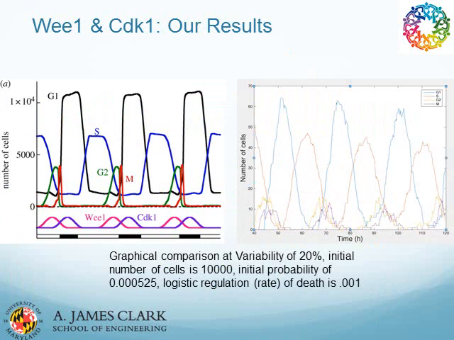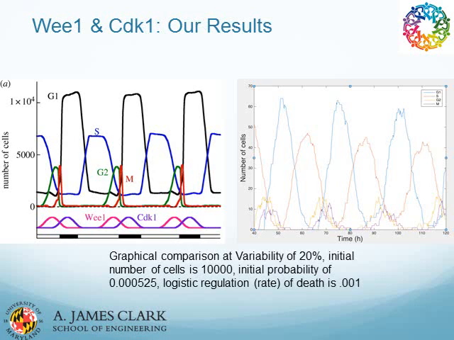So again, showing the WEE1 and CDK1, our results. Here we changed a number of variables to match their figure. We changed the variability to 20%. The initial number of cells is 10,000. The probability is 0.000525. And the logistic regulation, aka the rate of death, is 0.001. So you can see we were able to match their figure.